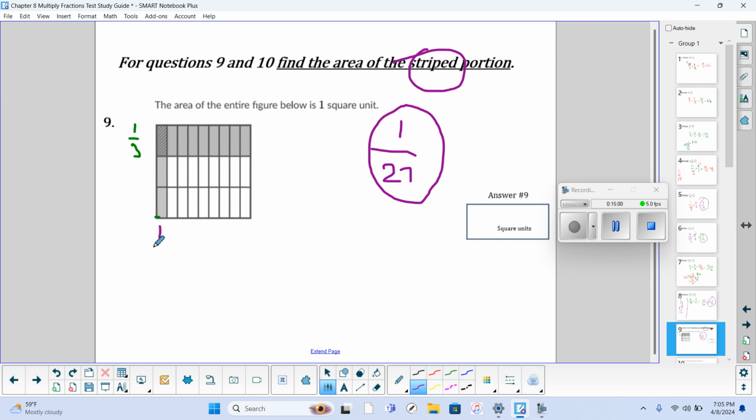Let's write this at the bottom. So the intersection is where 1/3 times 1/9 is shaded. So 1/3 times 1/9 is equal to 1/27. 1/27th.